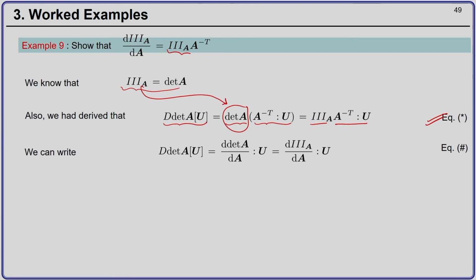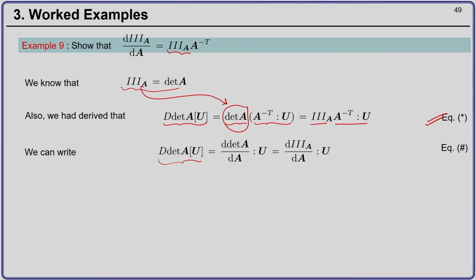Next, and this is an important concept that you should very clearly understand, the directional derivative of determinant of A in the direction u is nothing but the derivative of determinant of A with respect to the tensor A in the direction of u. In the direction of u means double contracted with u. So, how do we write this?